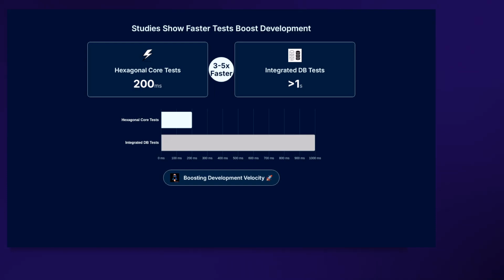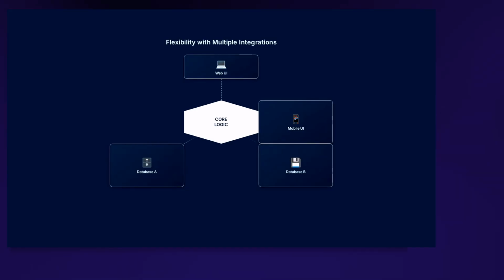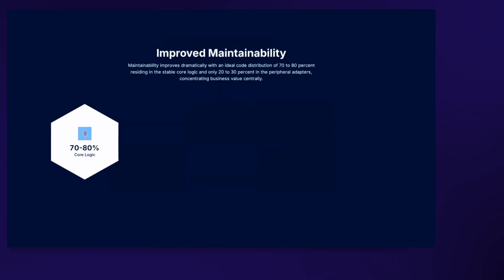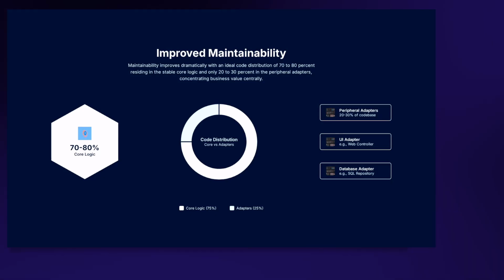Boosting development velocity. Flexibility shines through support for multiple UIs, like web and mobile, or various databases. Netflix, for example, employed similar patterns across its 1,000-plus microservices architecture to handle diverse integrations. Maintainability improves dramatically with an ideal code distribution of 70 to 80% residing in the stable core logic, and only 20 to 30% in the peripheral adapters, concentrating business value centrally.